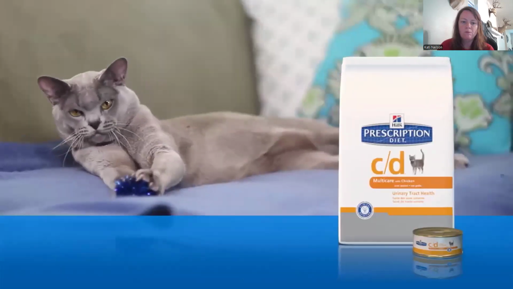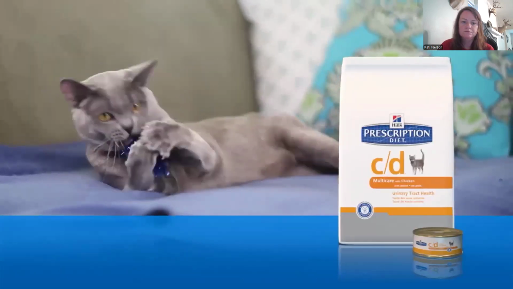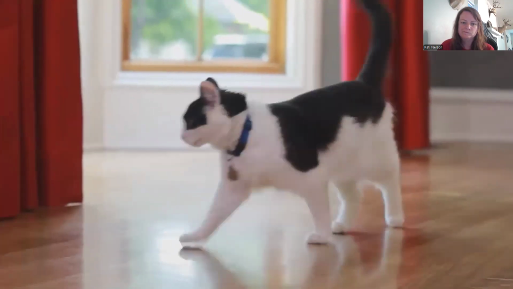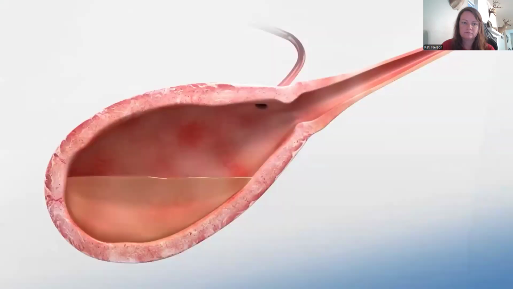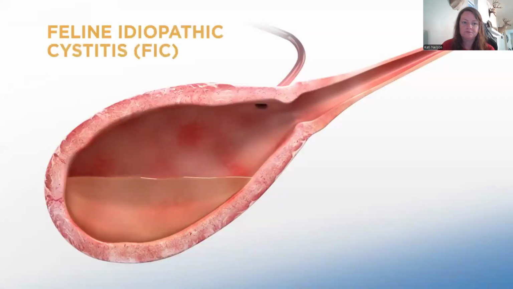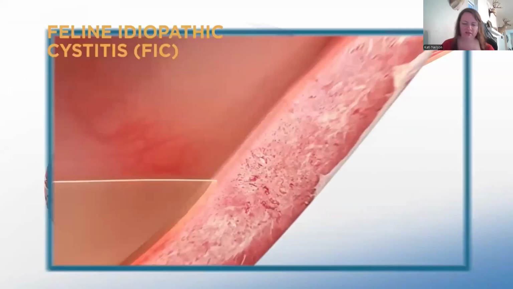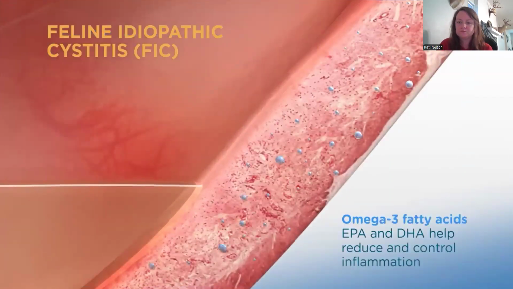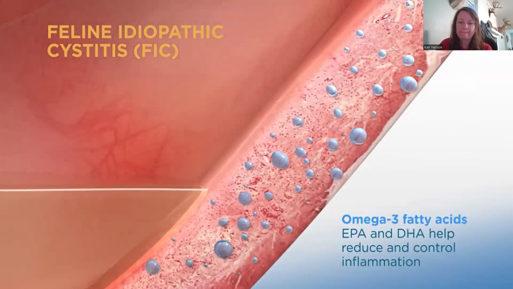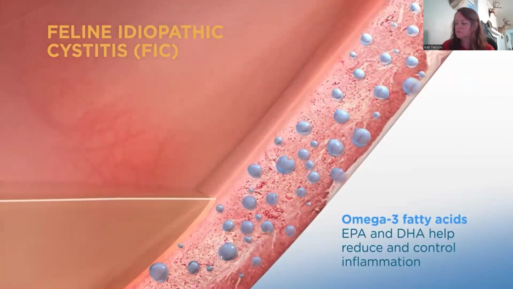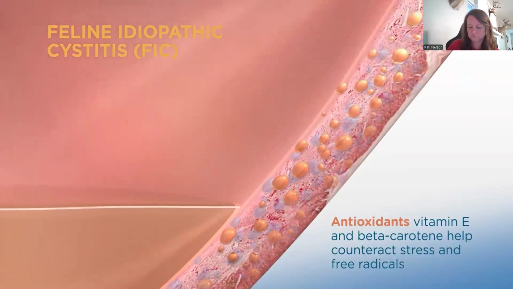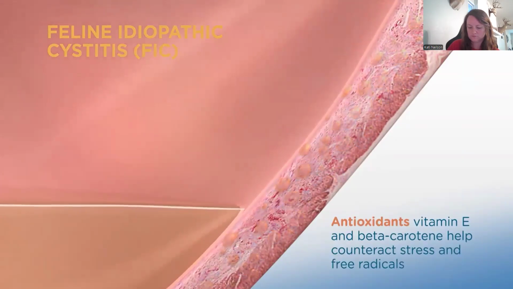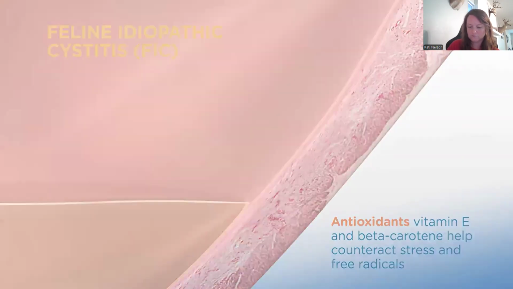Now let's take a closer look at how CD Multicare works to help manage FLUTD causes like FIC and struvite and calcium oxalate stones and crystals. CD Multicare is clinically tested to reduce the recurrence of FIC signs by 89%. It contains powerful omega-3 fatty acids, EPA and DHA, to help reduce inflammation and break the inflammatory cycle, as well as antioxidants, vitamin E and beta carotene, to help counteract oxidative stress in the bladder.